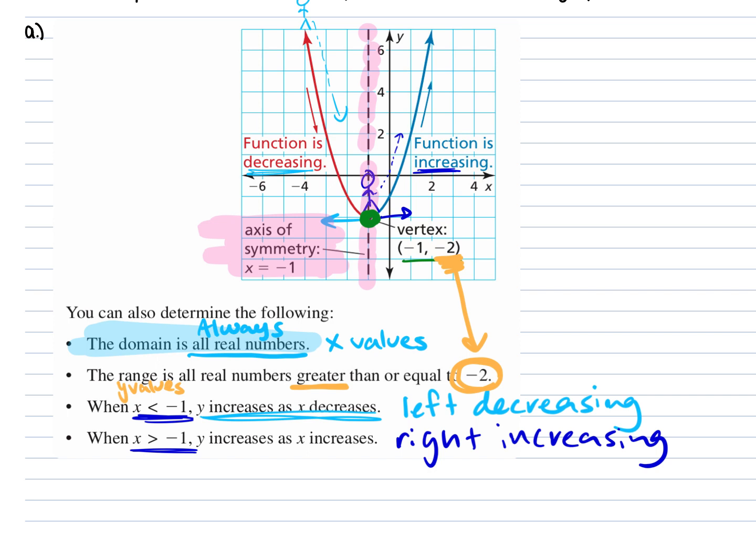It's a lot of information just with one graph. We're going to practice this. Any questions here?